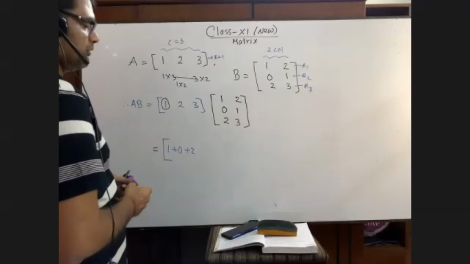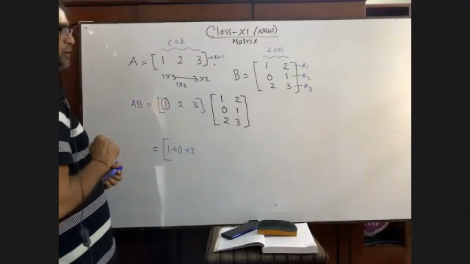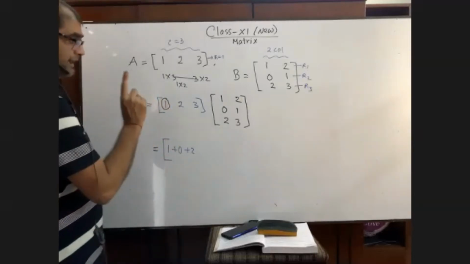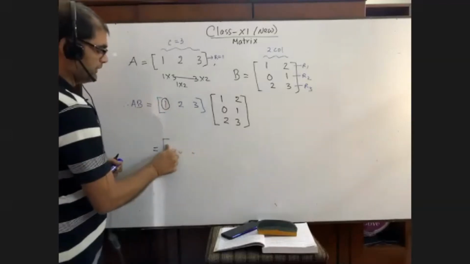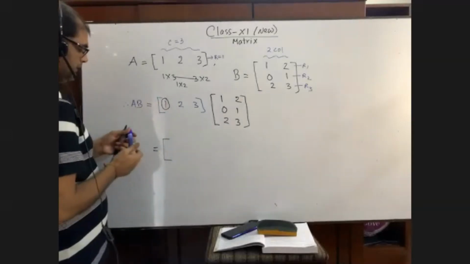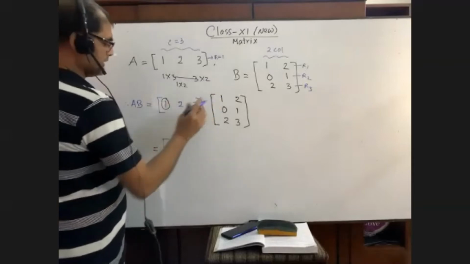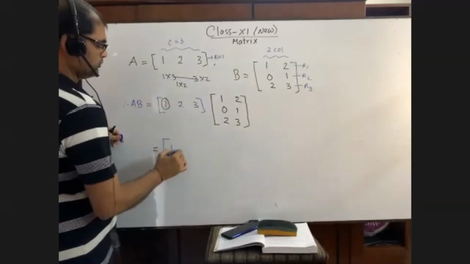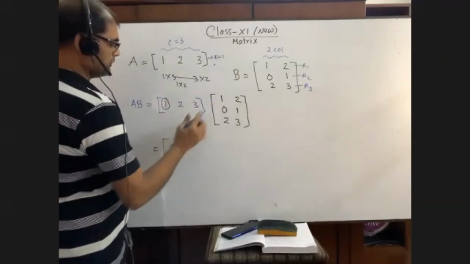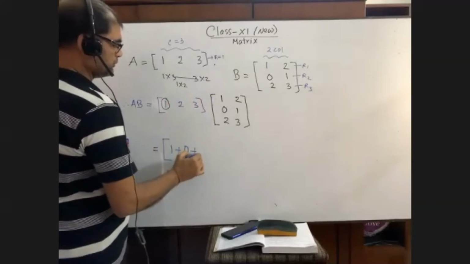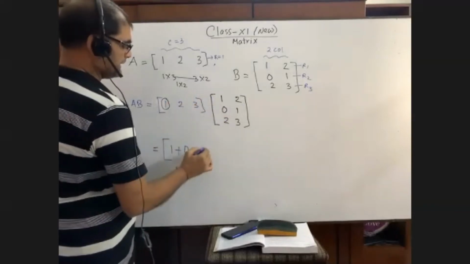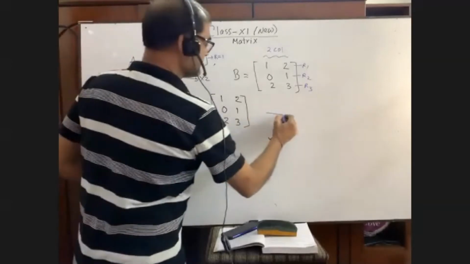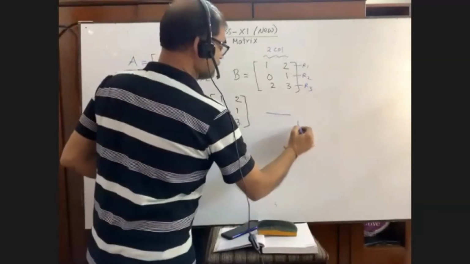Is it? No, it is not. It is not the way to do this math. Then what will be? You see how to multiply. 1 into 1, 1, plus 2 into 0, 0, plus 3 into 2, that is 6. In this way, the multiplication will be in this way.